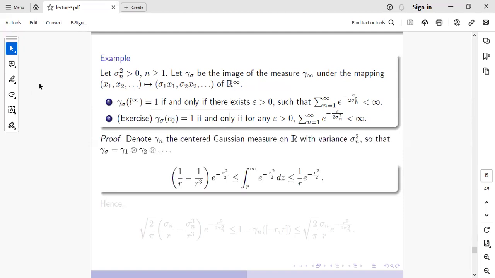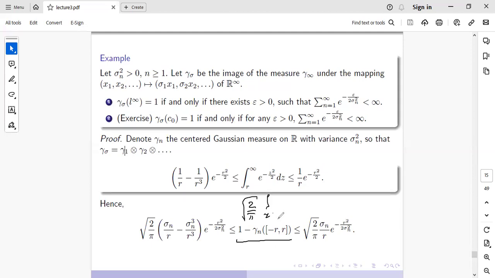Okay, so now the proof of the first fact follows from this estimate, which is well known. And in fact, the proof of the second statement follows from the first statement. Now, if we apply the estimate to the measure of the complement of a segment from minus r to r, this measure is root of 2 pi integral from r over sigma n to infinity of e to the minus z squared over 2 dz. Then we get this two-sided estimate. Okay.